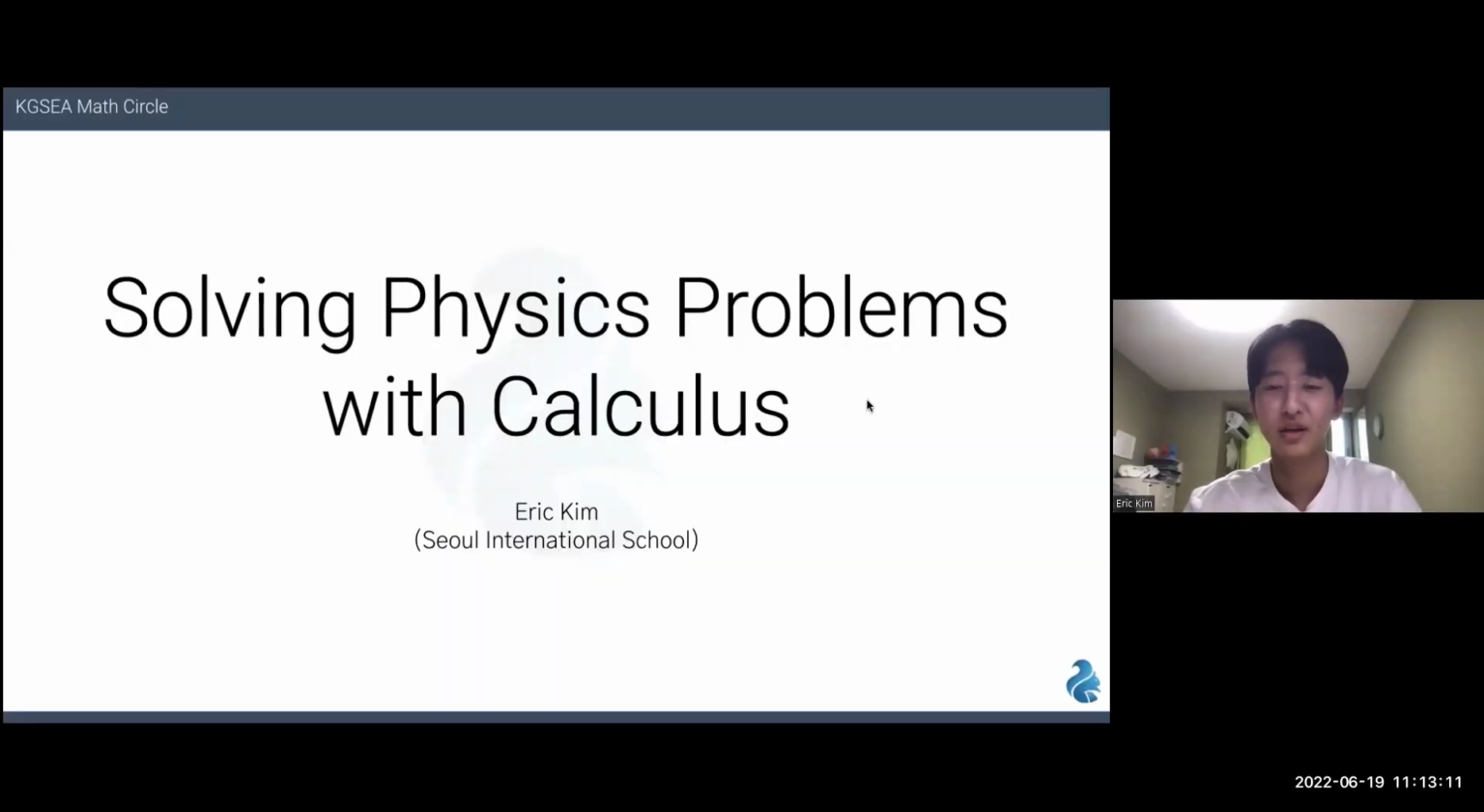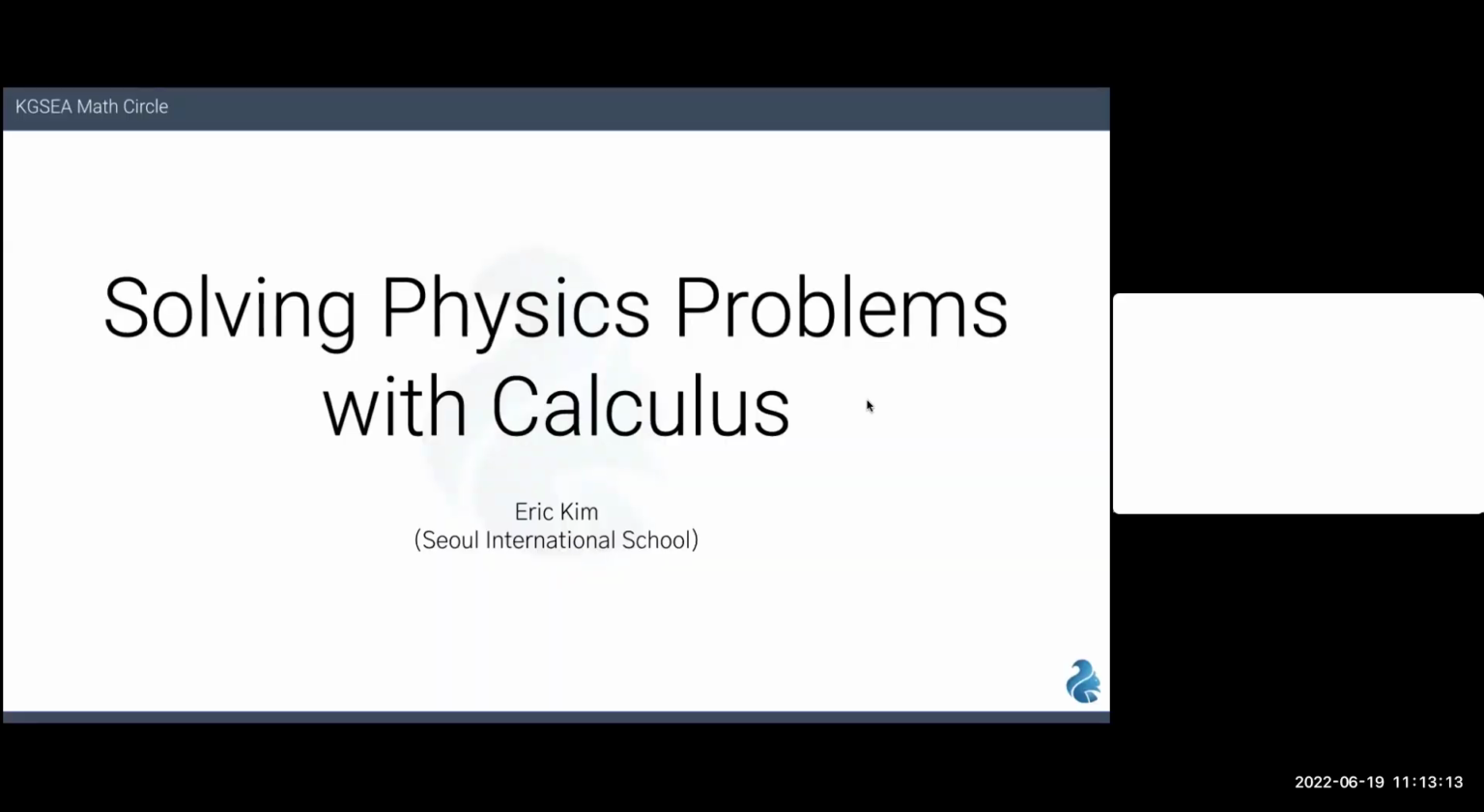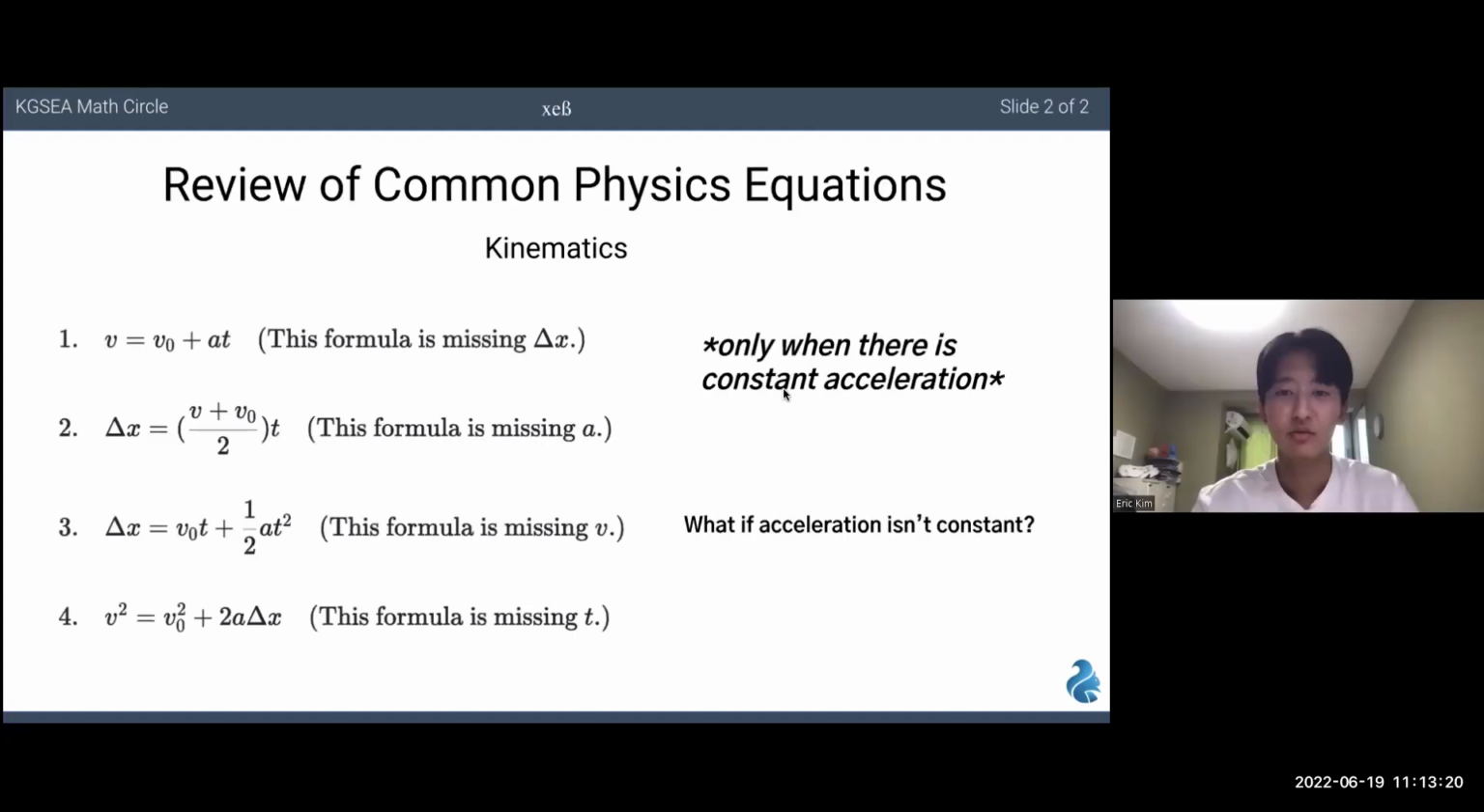My name is Eric Kim from the KGSEA Math Circle, and today we'll be learning how to use calculus to solve physics problems. Before diving in, let's review some basic physics equations that don't involve calculus. Here we have the four kinematics equations, which help you determine the displacement, velocity, acceleration, or time. The missing variables are each labeled in the corresponding equations.